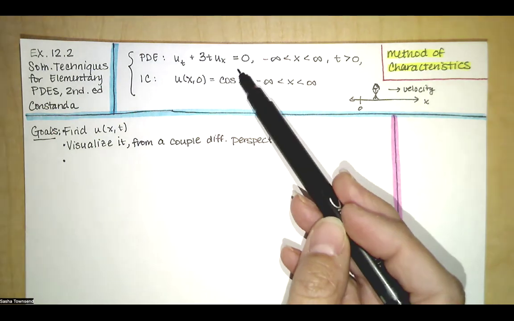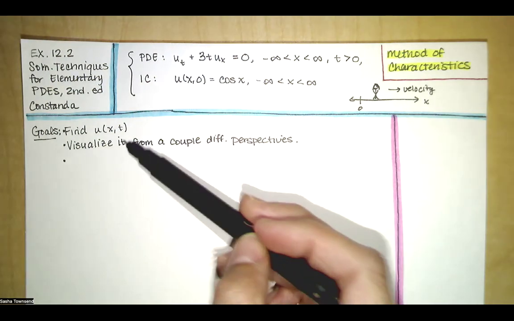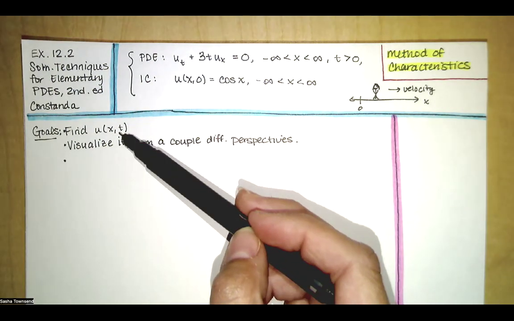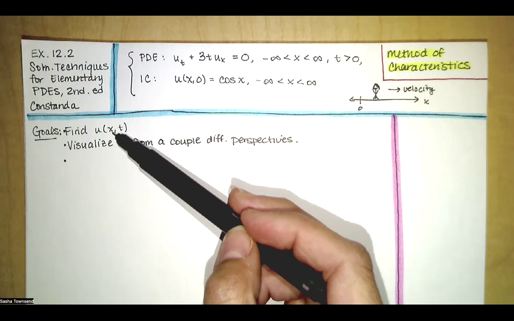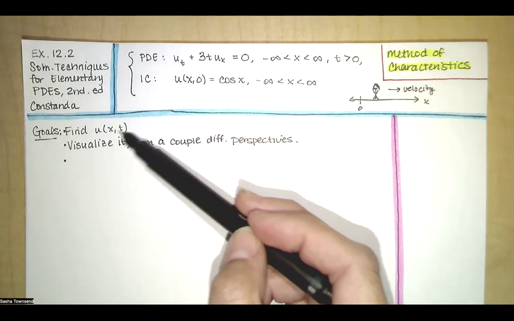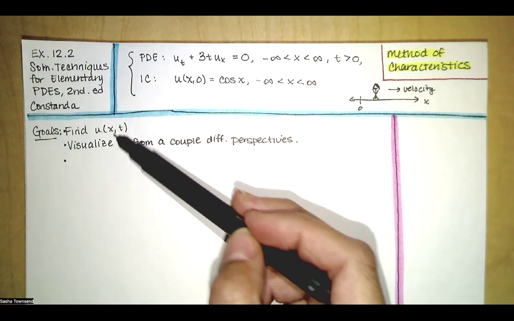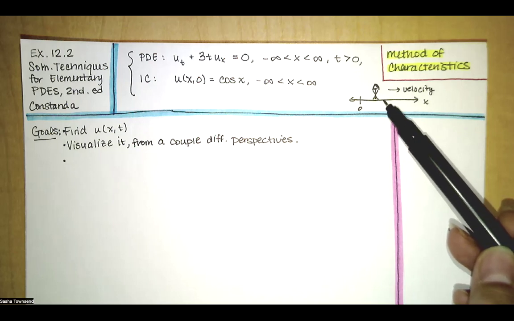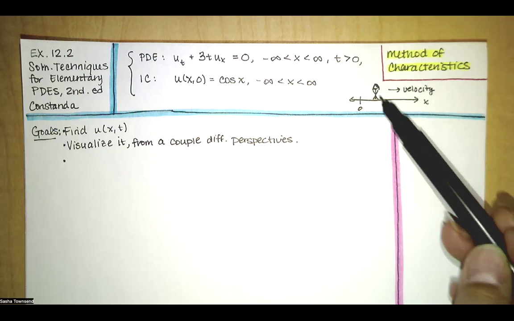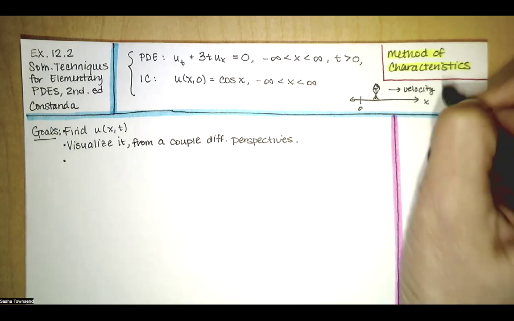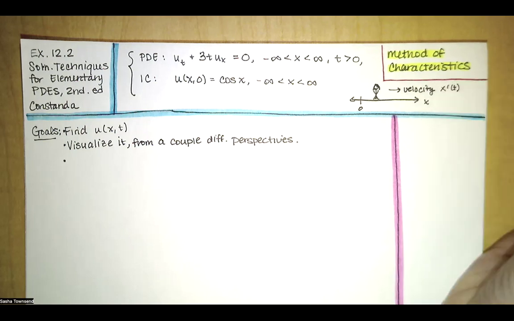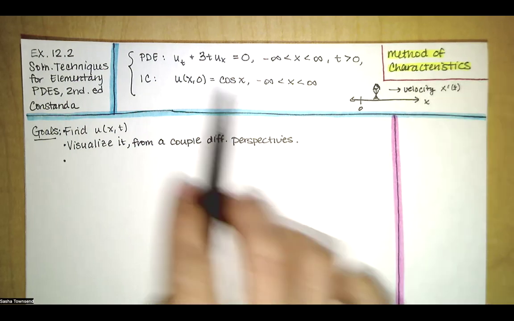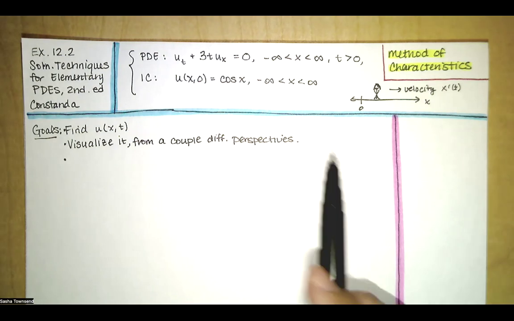Now, for this differential equation, our u depends on a position x and time t. So in this case, with method of characteristics, you're thinking of x as a function of t. So let's say here I am on the x-axis and my position is described by x as a function of time. Well, my velocity would be described by x prime of t. And keeping that in mind, we'll be able to solve this differential equation.